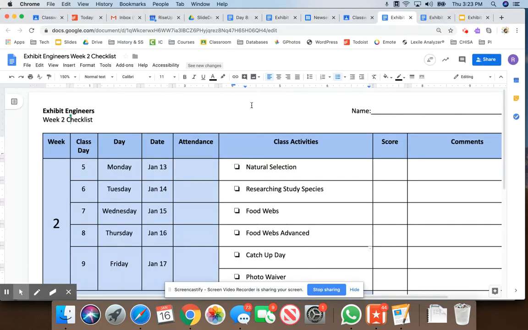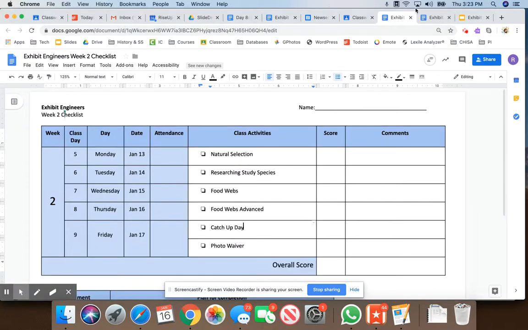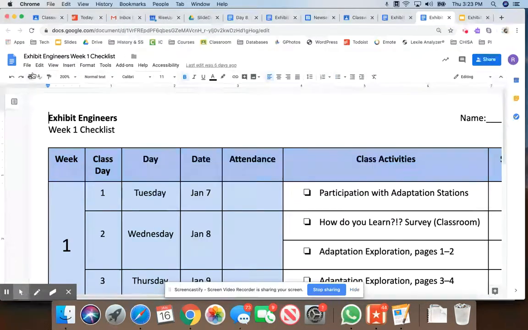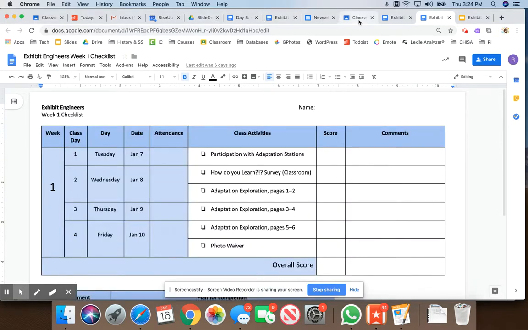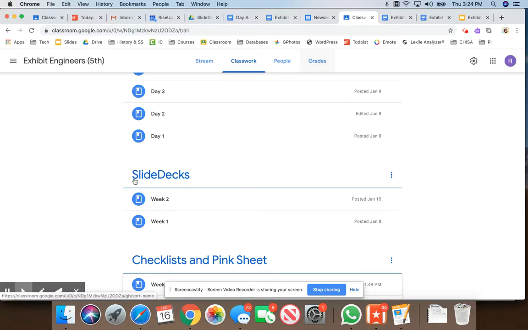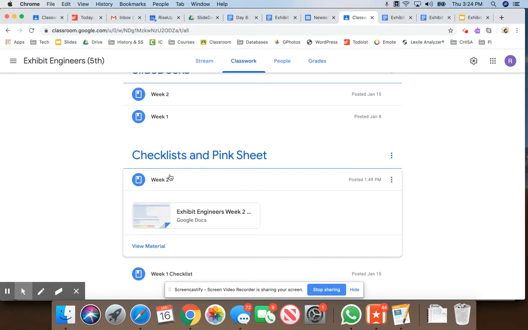Last thing is just a quick update on what should be done so far. So that's the week 2 checklist. This is the week 1 checklist. You can find all of these on Google Classroom right here at the very bottom of each class.